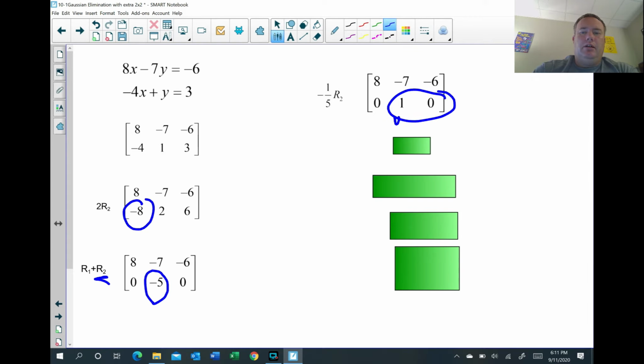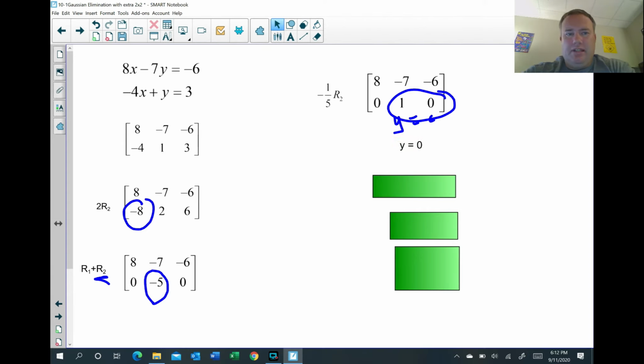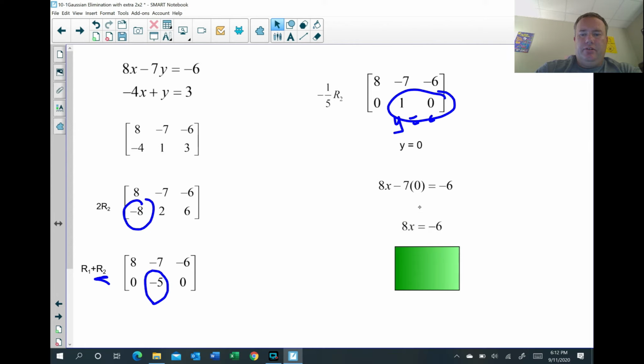So if you notice something here, you have y is equal to 0. With that in mind, we're going to work backwards. So I'm going to plug in 0 for y into the first equation. And I get 8x is equal to -6, and then x is equal to -3/4.